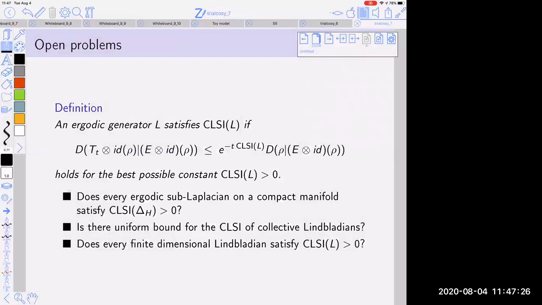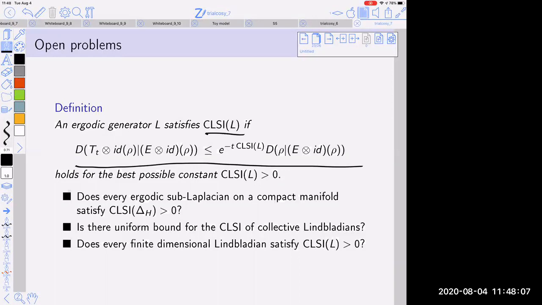So I talked about the complete log Sobolev inequalities, which is exactly this decay estimate for the relative entropy. I think I defined this before, and since we are getting towards the end of the talk, let me mention the open problems. We believe that every ergodic sub-Laplacian on a compact manifold should have some estimate for the CLSI constant. That doesn't mean we can prove it, but that would be the most far-reaching conjecture I can imagine. It would say that every diffusion process has to mix eventually, has to go back to equilibrium in a certain amount of time.